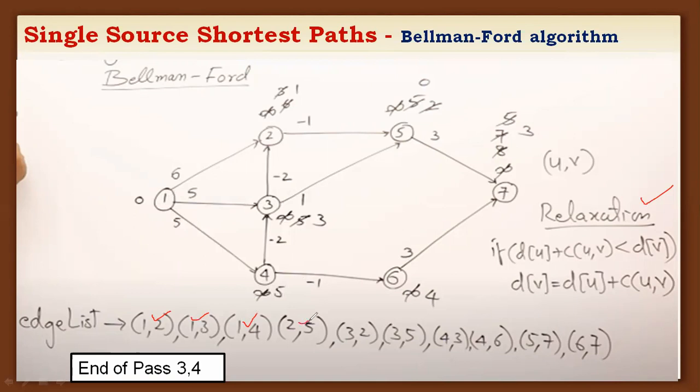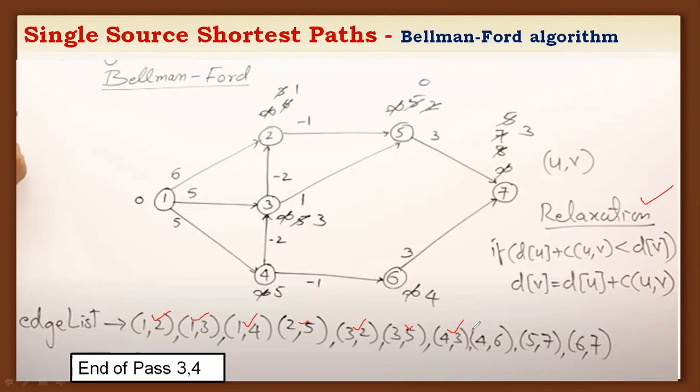2 to 5: 1 minus 1 is 0. Already 0 is there, no changes occur. Next, 3 to 2: 3 minus 2 is 1, already 1 is there, no changes occur. 3 to 5: 3 plus 1 is 4, compare with 0, 0 is the minimum, no change occurs. 4 to 3: 5 minus 2 is 3. 3 compared with 3, no change.